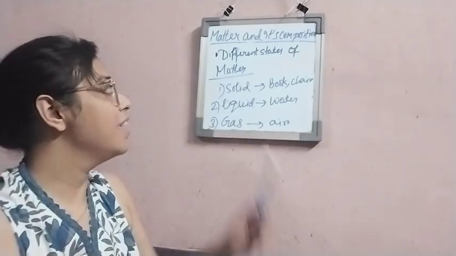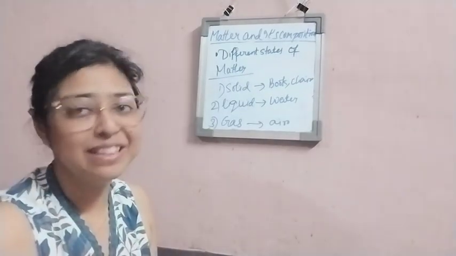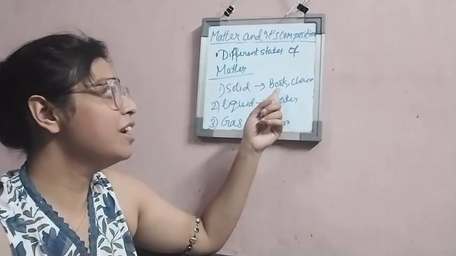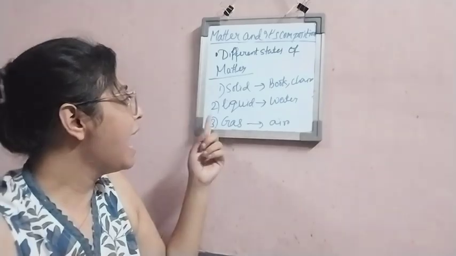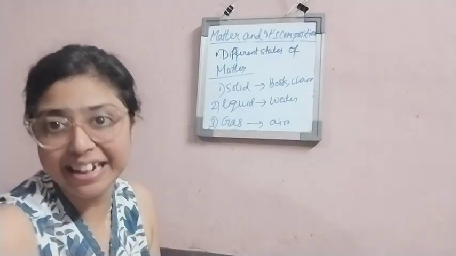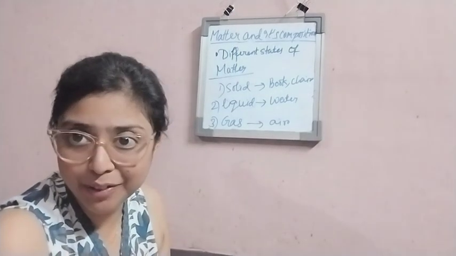We have basically 3 states of matter. Number 1 is solid, examples are book, chair, etc. Number 2 is liquid, that is water, and number 3 is gas, that is air. So there are three different physical states of matter.